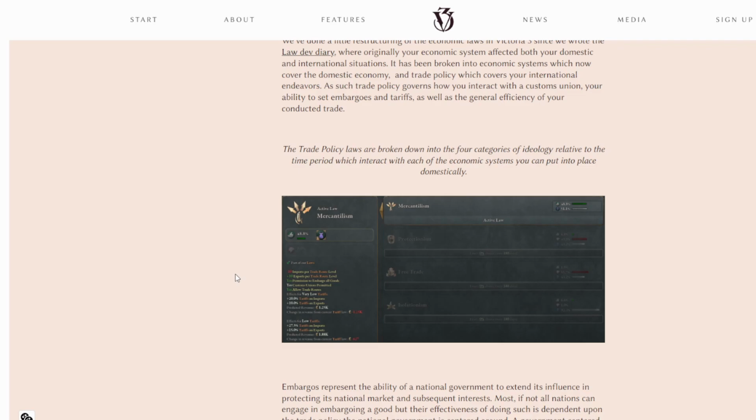Trade policy laws are broken down into four categories of ideology relative to the time period, which interact with each of the economic systems you can put into place domestically. So we can see mercantilism, we've got protectionism, free trade, and isolationism.